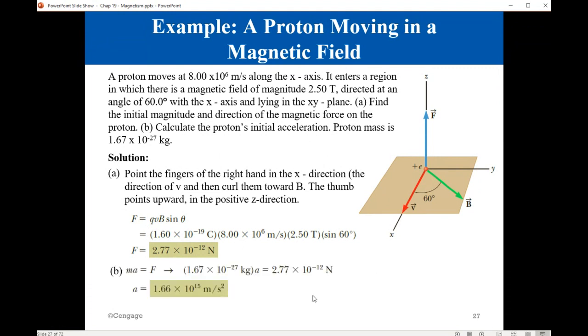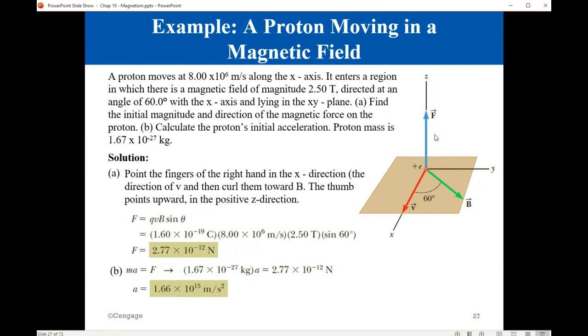Now we apply Newton's second law. The net force is equal to MA. So now we can calculate the acceleration A from this equation. For A, you need to divide the force by the mass. It is 1.66 × 10¹⁵ meters per second squared. So this is the magnitude of the acceleration, this is the magnitude of the force, and this is the direction of the force.